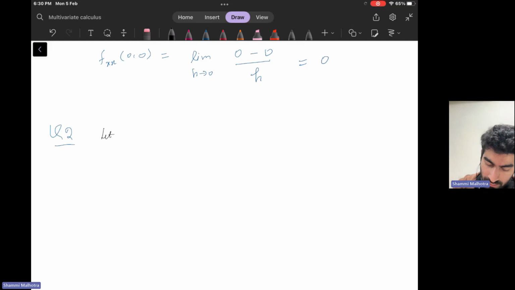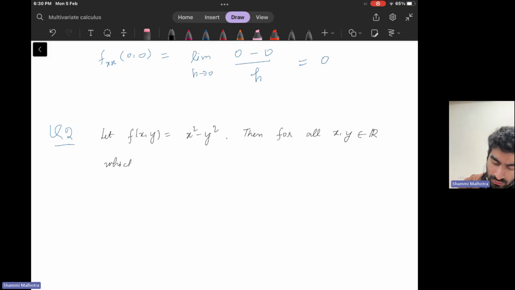The next question is, let the function f(x, y) be equal to x square minus y square. Then for all x and y belonging to R, we would like to find which of the following is correct.